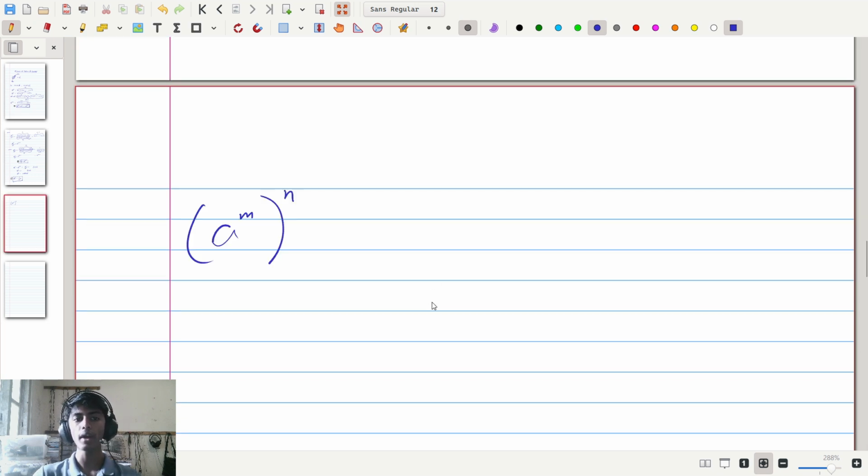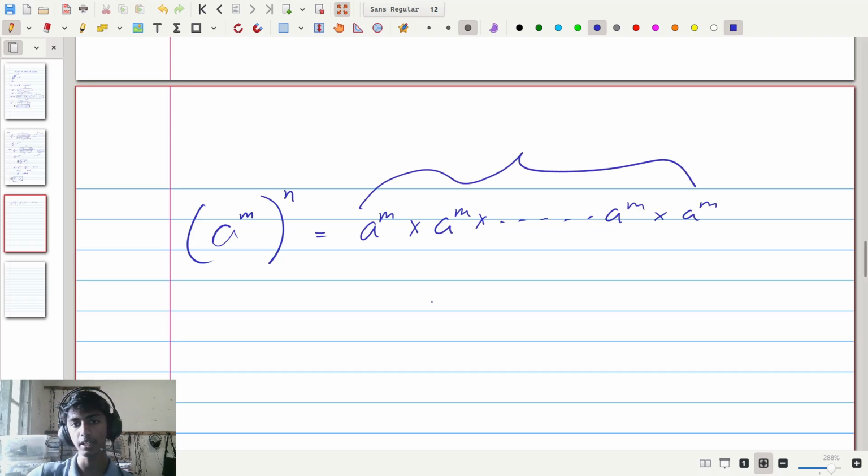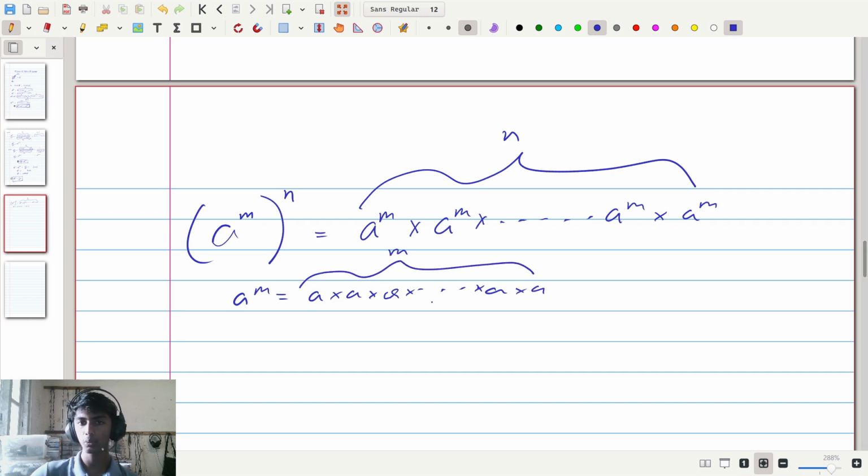So here, what a to the m whole thing to the power of n means is that we have a to the m multiplied by itself, a total of n times. Each of these a to the m's is a times a times a dot dot dot in total m times. So we have m a's here, and what we are considering is n sets of those m number of a's all multiplied together.